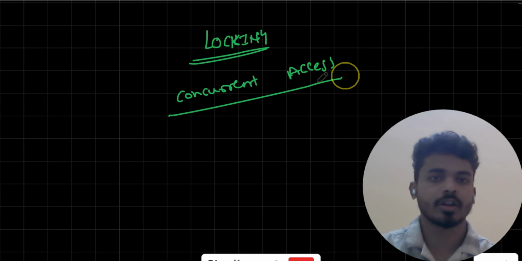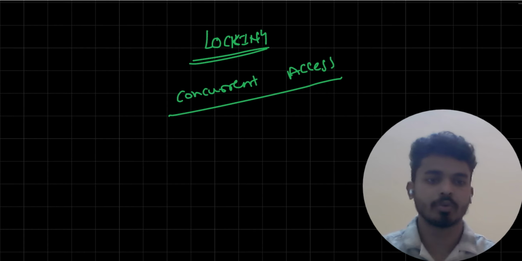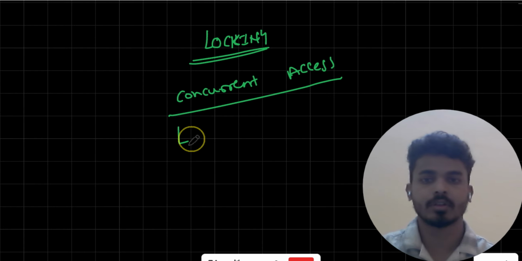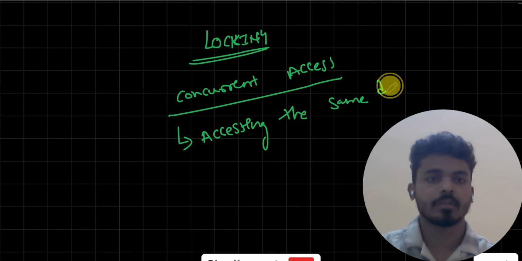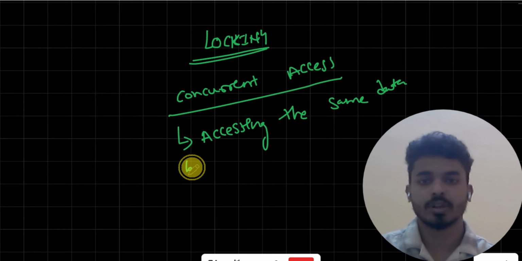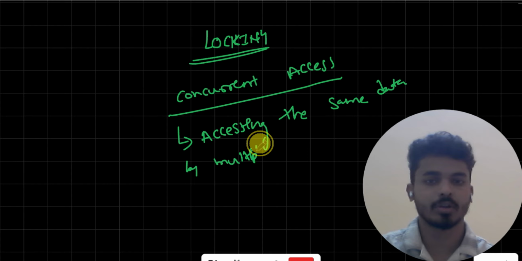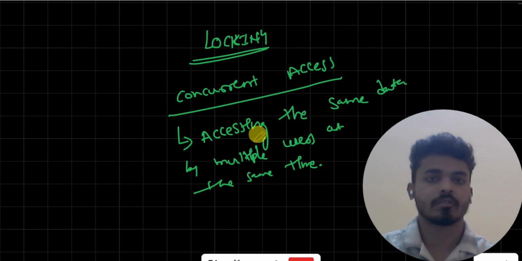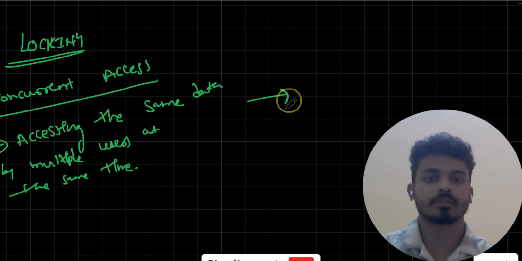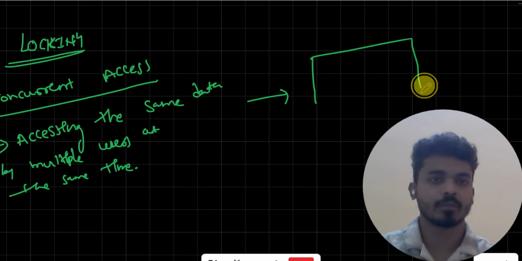Concurrent access means accessing the same data by multiple users at the same time. For example, if you take a real world one, there are movie tickets for booking.